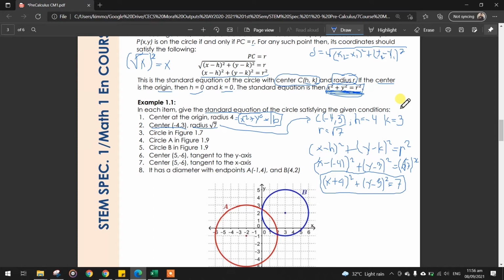Okay, example number 3. Wait lang, magkuha sa akong charger.